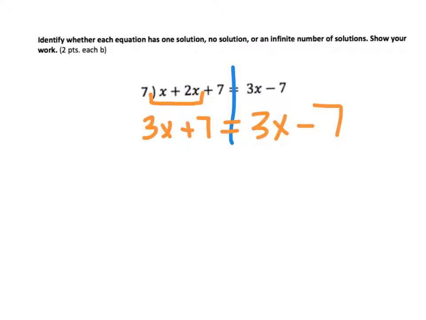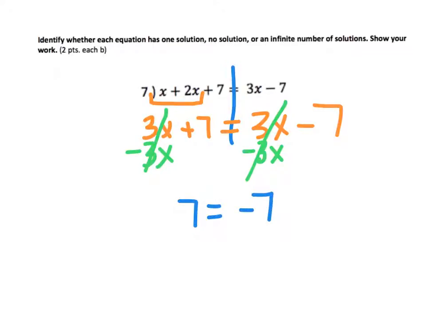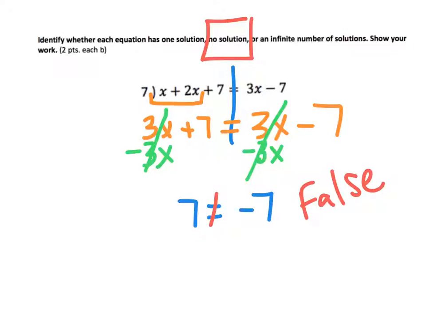I have variables on both sides, so I want to get them together. So since I have 3x here, I'm going to subtract 3x. And, oh, that's interesting. Both x's cancel out. Look at what I'm left with. 7 equals negative 7. Would you say true or false to that? That is a false statement. If we get a false statement, then that's an example of no solution.